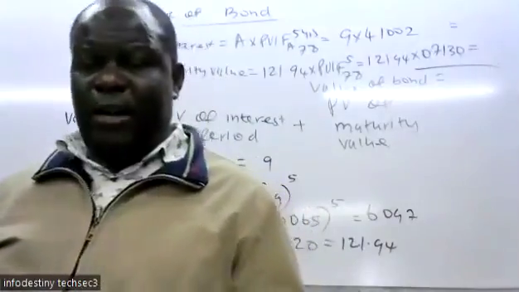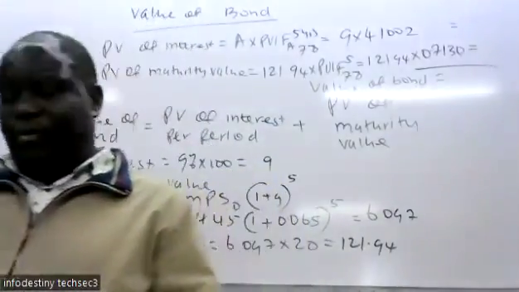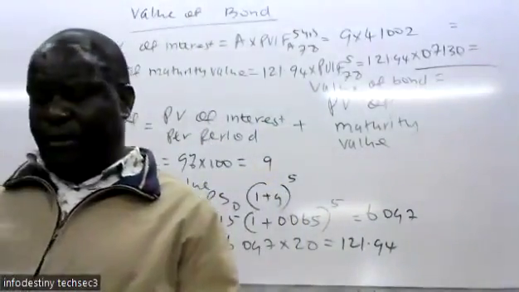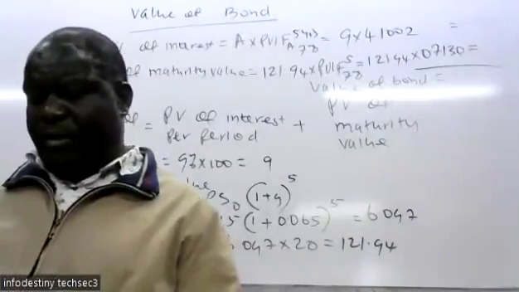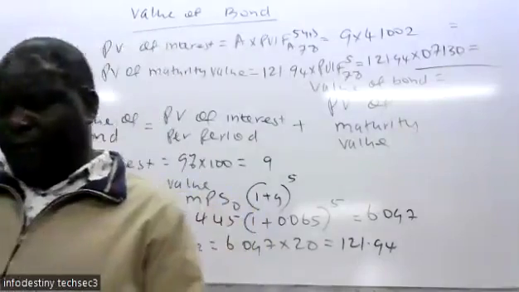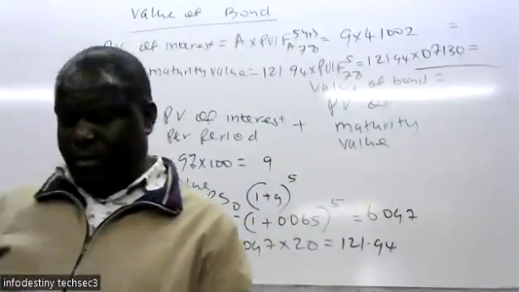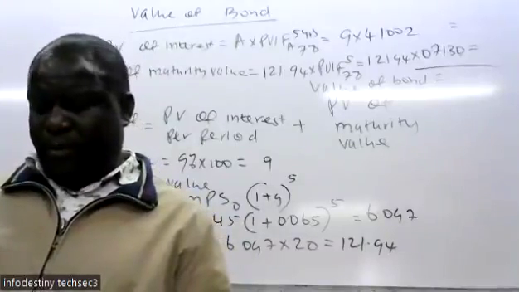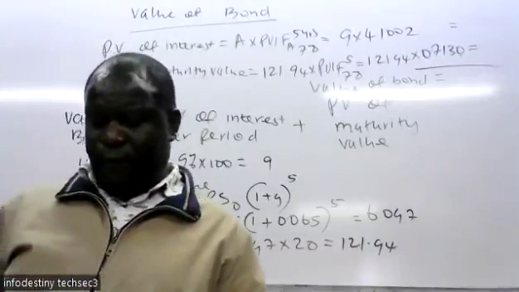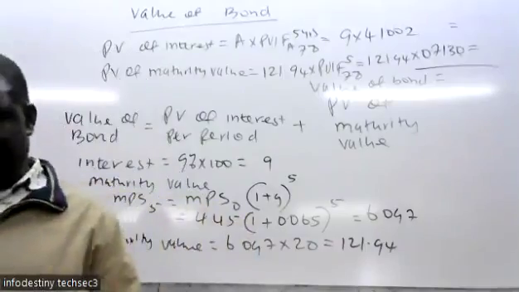Yeah, so let us now go to Roman numeral 2. Roman numeral 2 is the floor value of the bond.